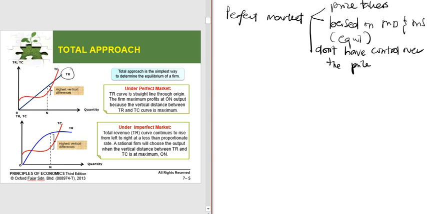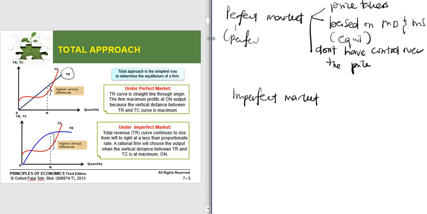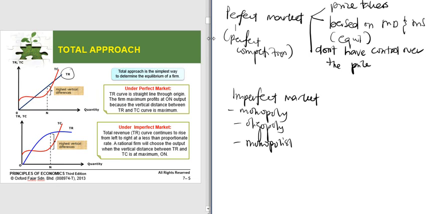And another type of market structure is imperfect market. If I were to give you the examples, the example of perfect market is perfect competition, which we will cover in this topic. For imperfect market, we have monopoly, oligopoly, as well as monopolistic competition.